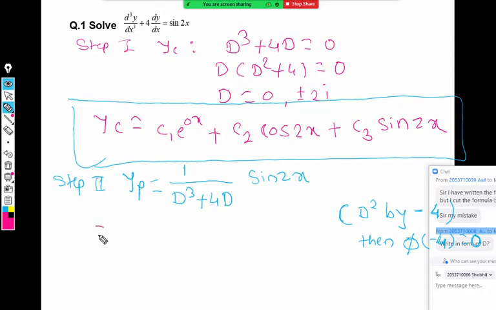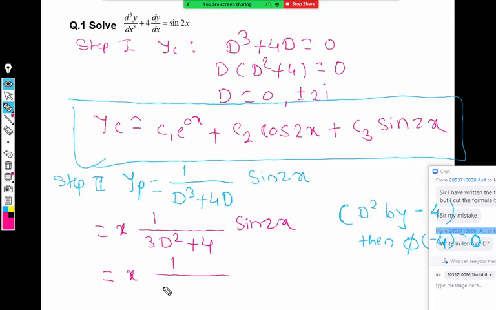As it is coming 0, we should multiply by x and differentiate the denominator. And what's the derivative? It's 3d square plus 4, of sine 2x. Are you getting? Because when you replace d square by minus 4, the denominator becomes 0. Because of that, we multiply by x and differentiate the denominator. Can we replace now d square by minus 4? Yes, because it is not coming 0.